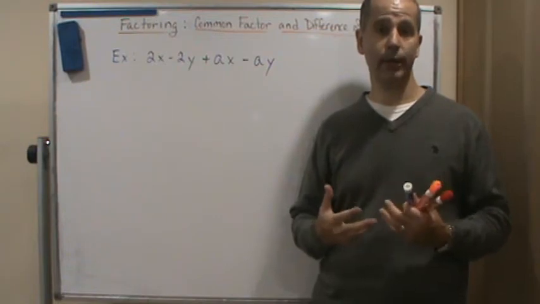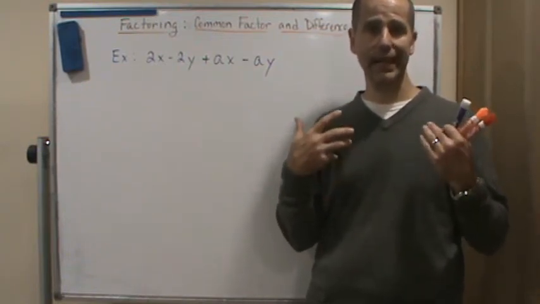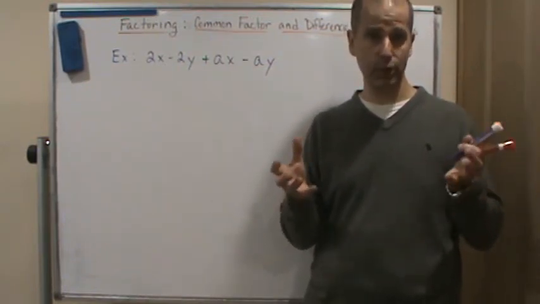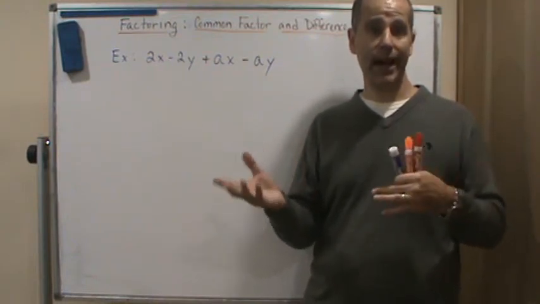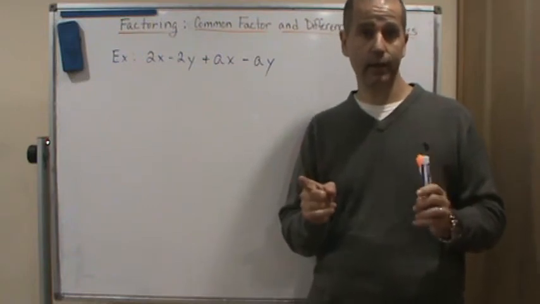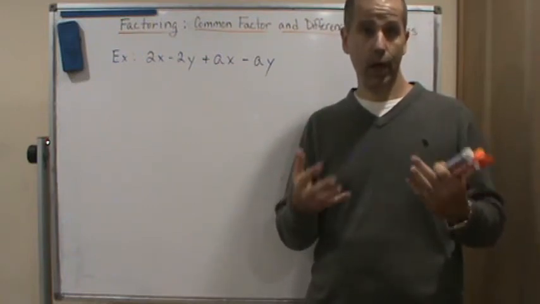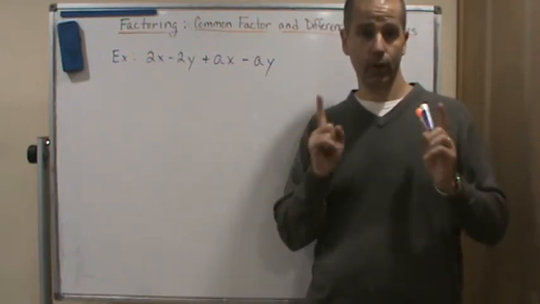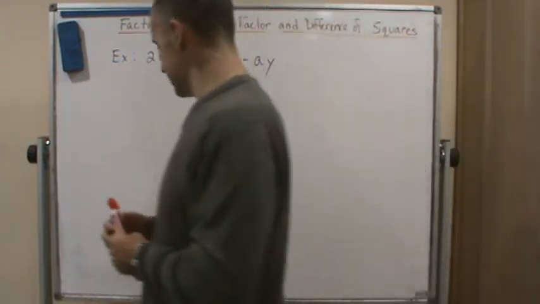So let's do factor by grouping. The idea behind it is we're going to group terms by 2 and see if we can factor out a common factor for each group. And then when we do that, it will reveal another common factor. So let me demonstrate. Let's look at this example.